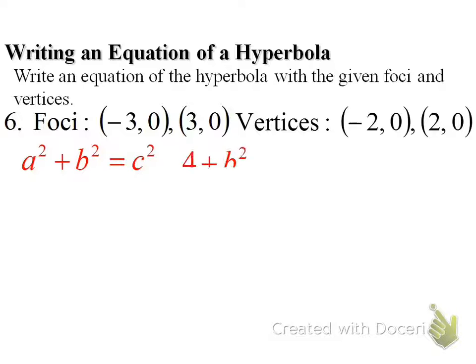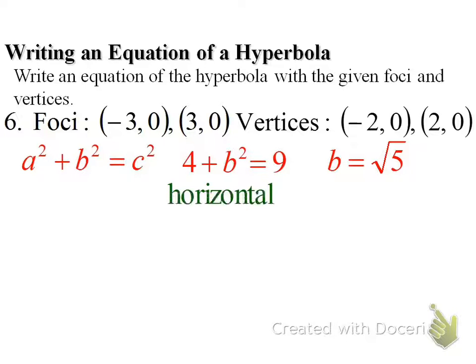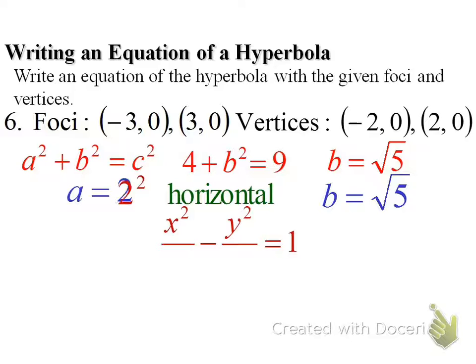A is 2, 2 squared is 4, plus b squared, that's what we're looking for, equals 9. When you solve for b here, you get the square root of 5. We already said this is going to be horizontal, so x squared needs to go in the front. 2 squared goes underneath the x squared. Square root of 5 squared goes underneath the y squared, and then you're just simplifying.